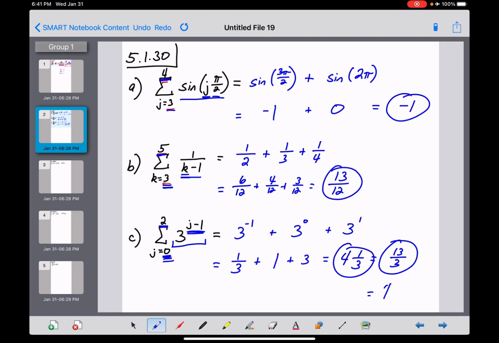So you could also get 4.333, and even though I don't like the rounding unnecessarily, the AP graders would give you full credit for it. So that's how you do number 30.